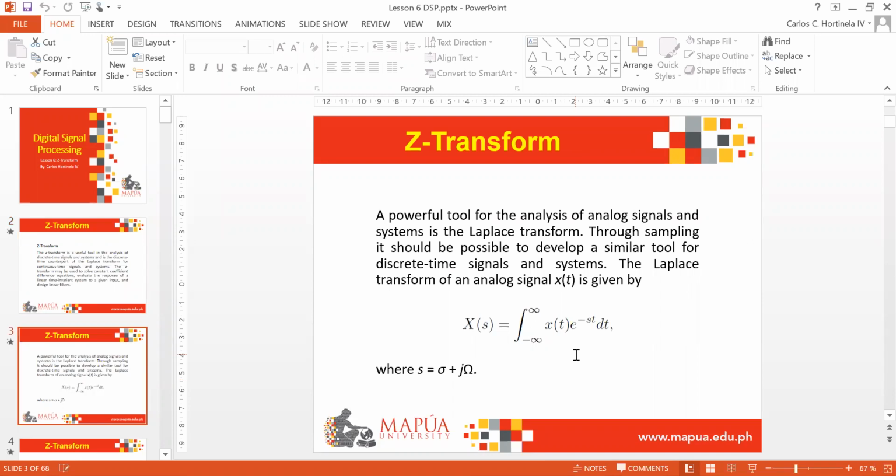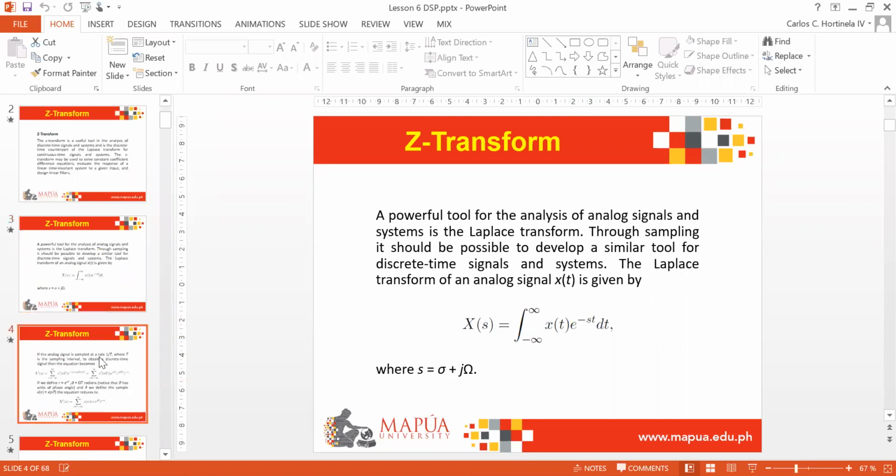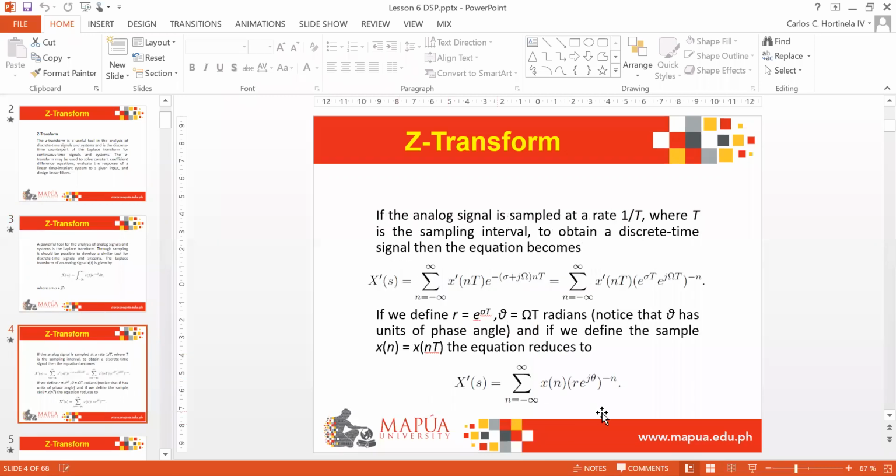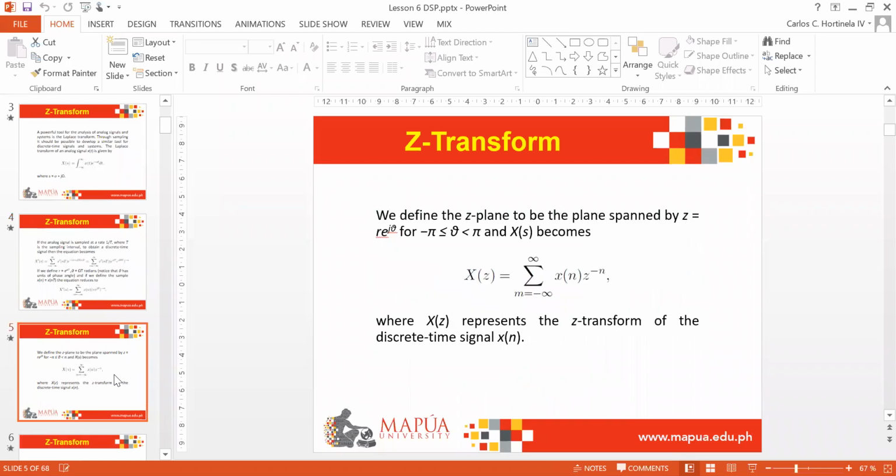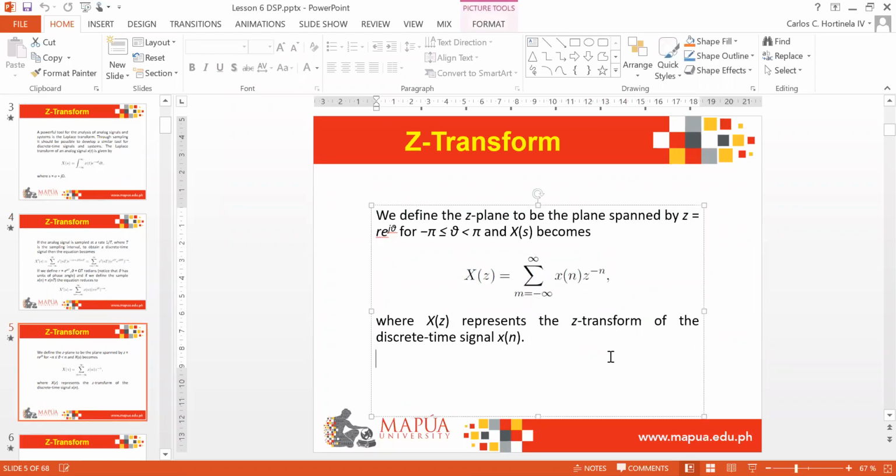So again, you will see this is the exact same, except that instead of e raised to negative st, we use z raised to negative n. Since s is complex in the Laplace transform, here it is e raised to negative j omega. So this is our z to the n. Okay? This is the form of our Z transform.